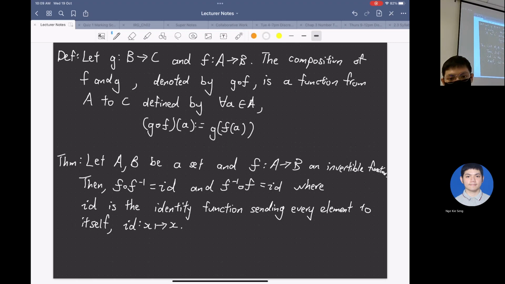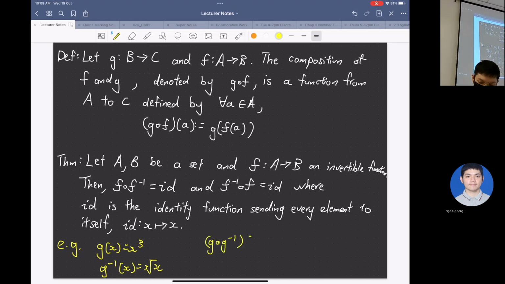So for example, just now we got g(x) equal to x cubed, and then we propose g inverse of x to be the cube root of x. So two things to check: check g g inverse, and also check g inverse g. We want to show that g g inverse is the identity function, and then g inverse g is the identity.